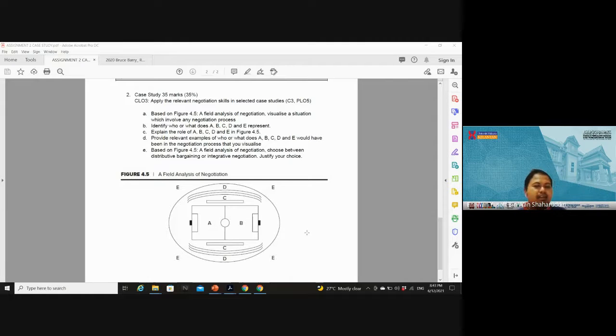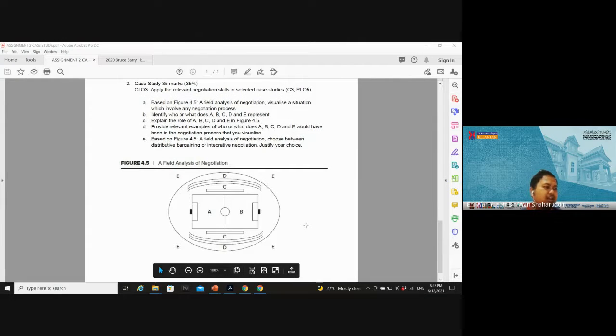Then, based on this field analysis, you need to identify what A, B, C, D, and E represent. These letters are not just A, B, C, D, and E. They have their own particular roles. For example, A is the buyer, B is the seller, for example, and then C, D. You can find that in the previous lecture that I have shared with you. Then you need to explain their roles.